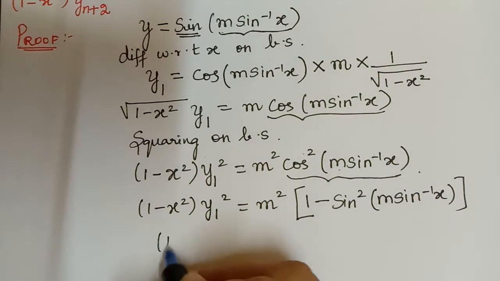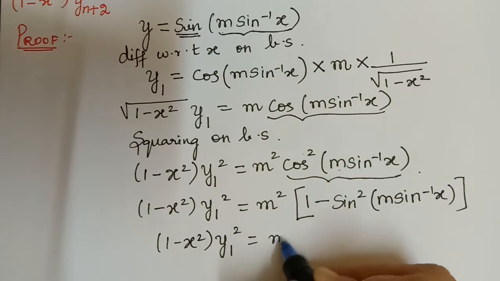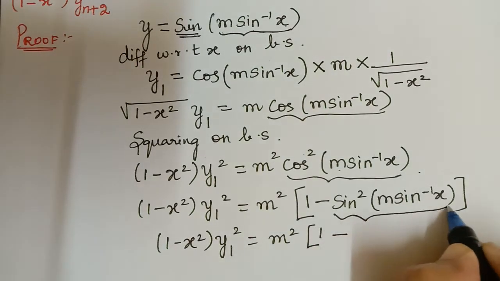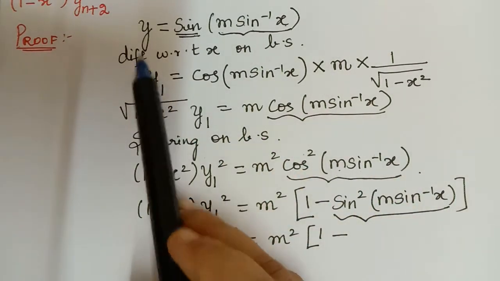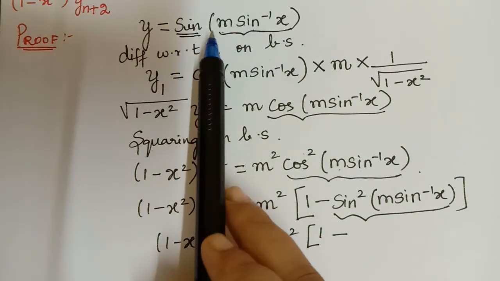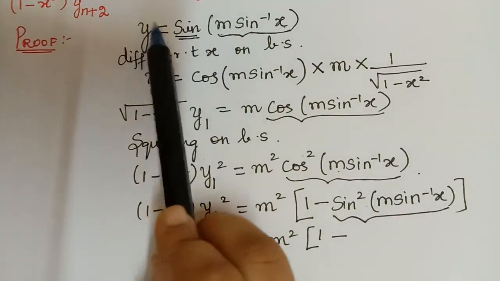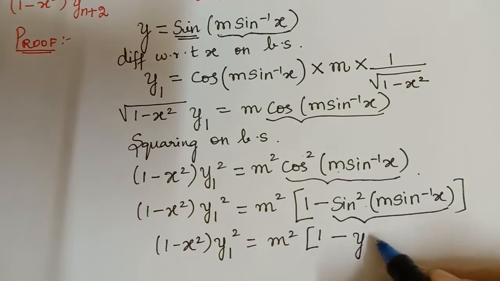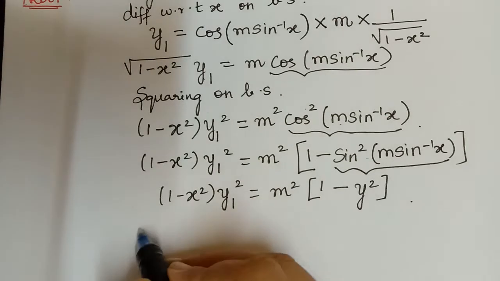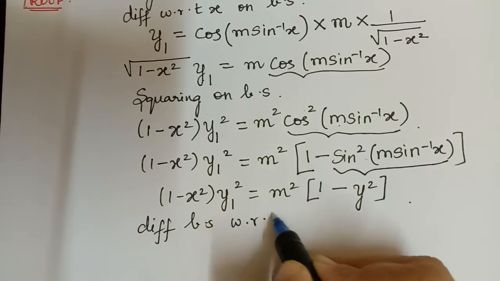And then this will become 1 minus x squared multiplied with y1 squared equal to m squared multiplied with 1 minus, and when we check out for this term, it is actually y squared, because our y is sine of m sine inverse of x, and so sine squared of m sine inverse of x will be y squared. So this can be replaced as y squared. And now we have to differentiate both the sides again with respect to x. So differentiating both the sides with respect to x.